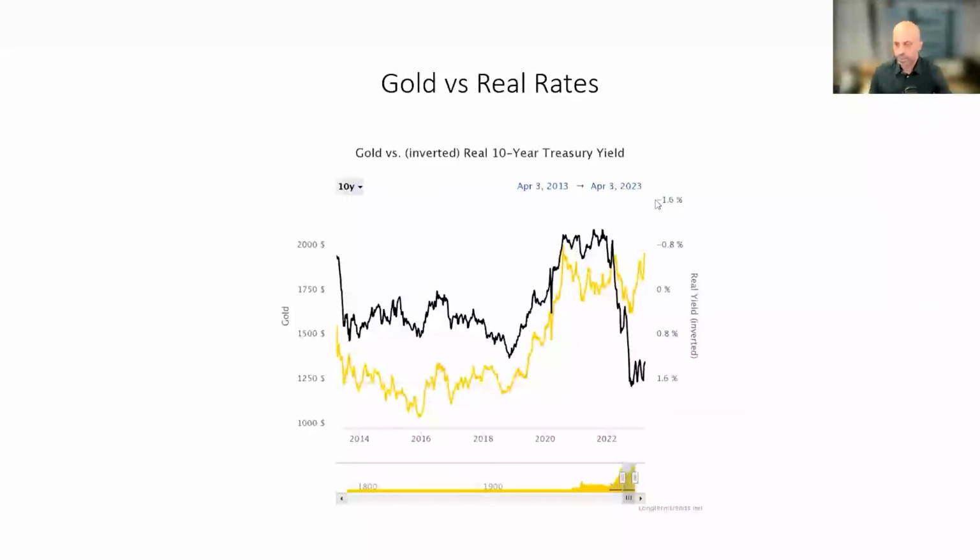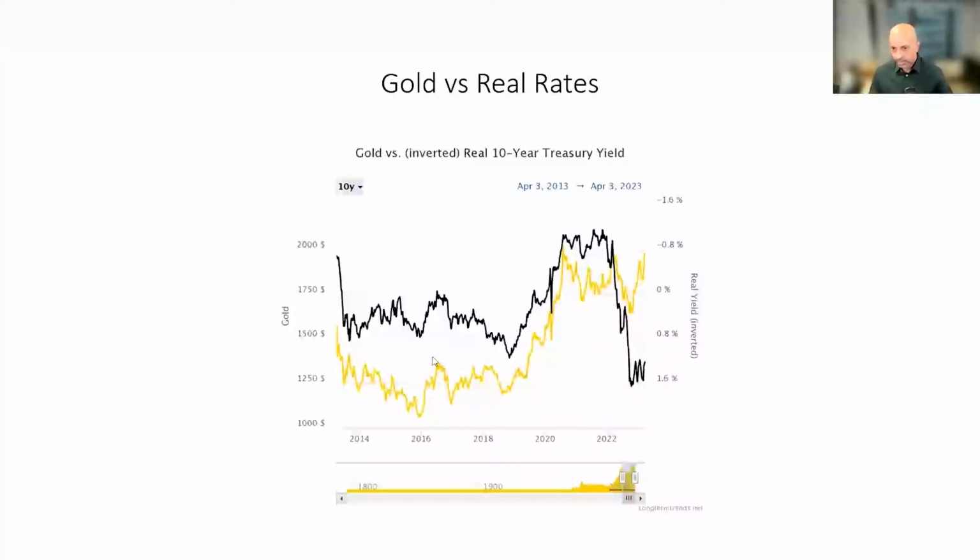This chart is showing us the history of the last 10 years. We can see the close relation between gold and real rates. Of course, it's not 100% correlation, but the correlation is tight enough for us to determine the direction of growth of gold.